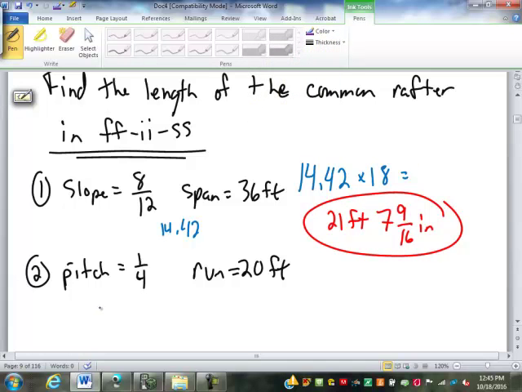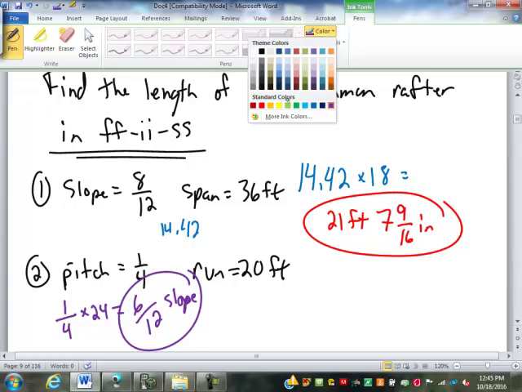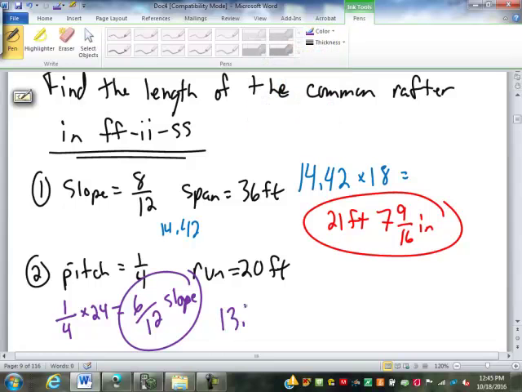Down here, what do we do? First step is to do the pitch to slope. 1/4 times 24 is 6. So that is a 6/12 slope. So under 6/12, what number do you find? 13.42 times 20.